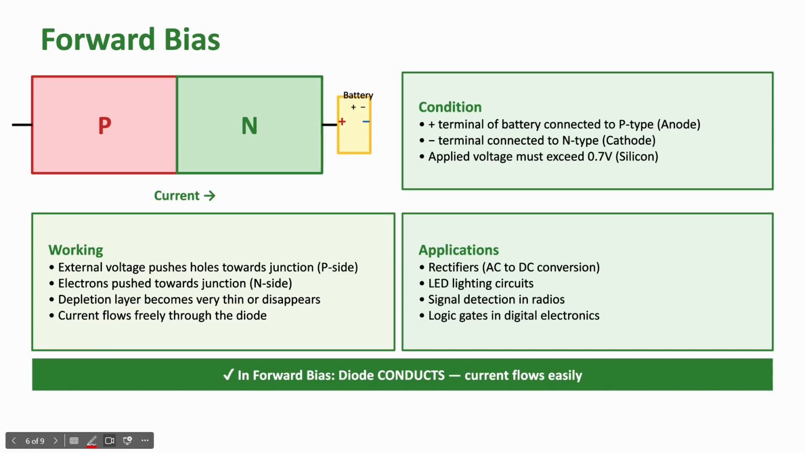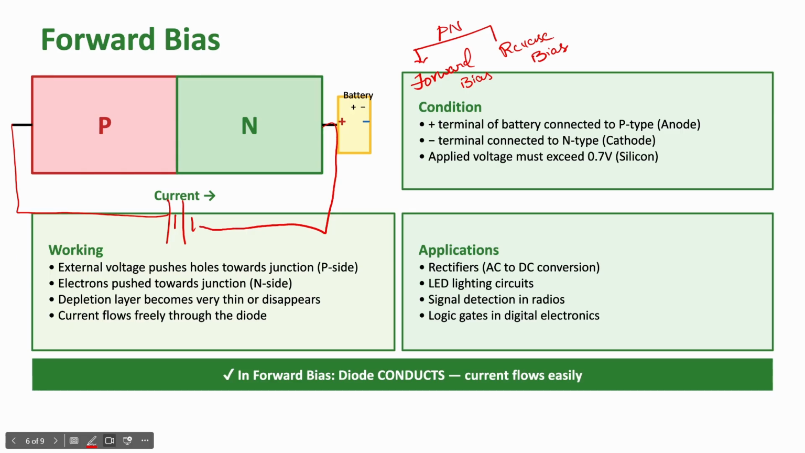Coming to the PN junction diode, there are two types of bias. One is forward bias and the other is reverse bias. In forward bias, you know that there is a PN junction diode, which seems like this. The p-type material is connected to the positive terminal of the battery, and the n-type is connected to the negative terminal of the battery. So what will happen?